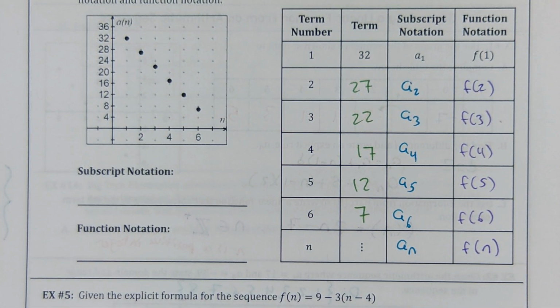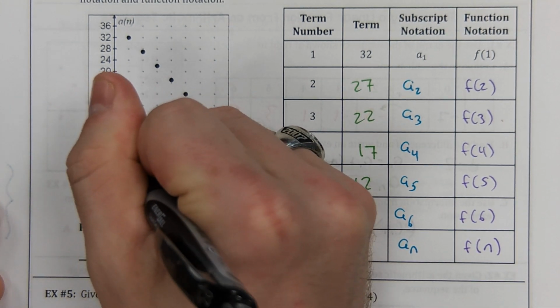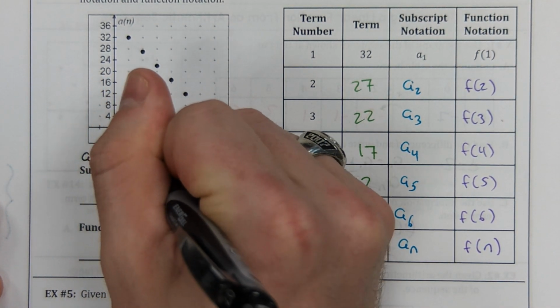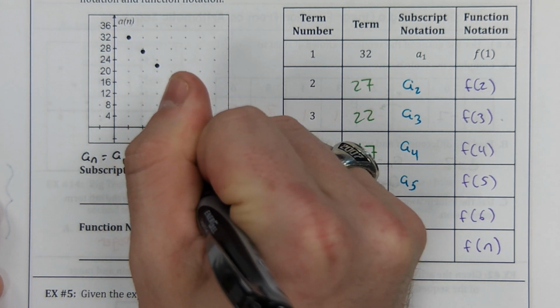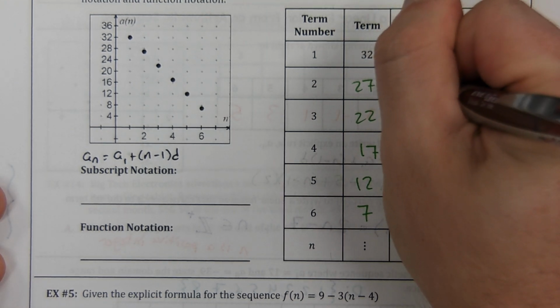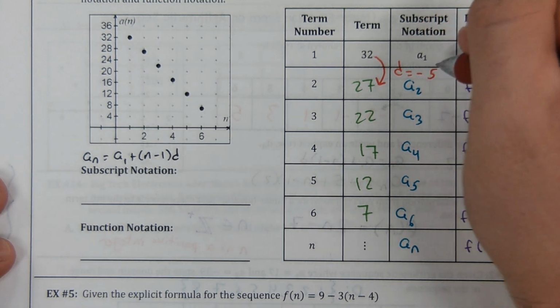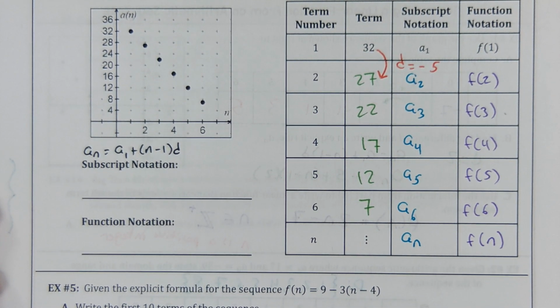Subscript notation. I'm going to write this one in the general term that we're used to seeing, probably the one you were introduced to in Algebra 2. A sub n equals a sub 1 plus n minus 1 times d. I could see what a sub 1 is. Oh, I need to know what the common difference is. Well, how am I getting from one term to the next? Subtracting 5. Cool. We know what the common difference is.